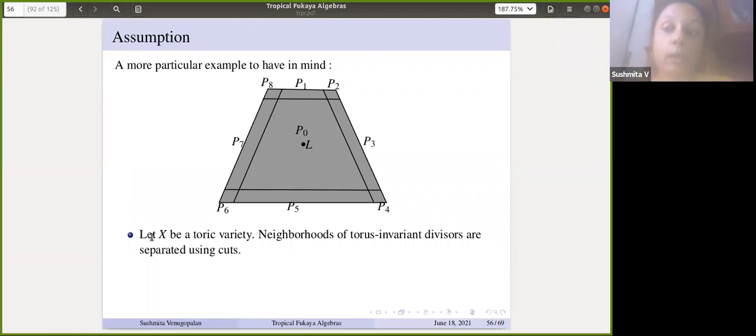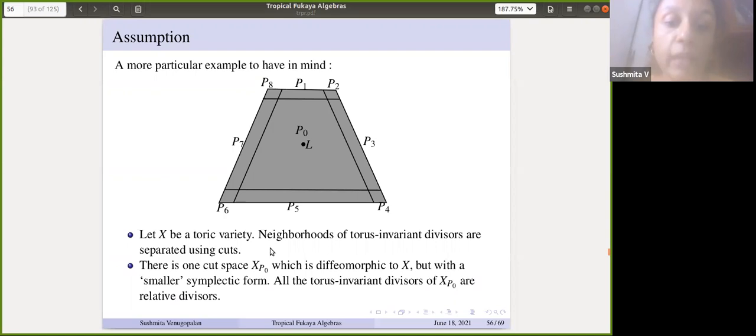So this is an even more particular example to have in mind. If the whole space is a toric variety and we have applied this multiple cut, we'll be deforming the nodes which are coming out of the piece P naught. So let X be a toric variety, so the neighborhoods of torus invariant divisors are separated using cuts. And there is one cut space XP naught, which is diffeomorphic to X, but with a smaller symplectic form. So all the torus invariant divisors of XP naught are relative divisors. So we'll do an example with this picture.